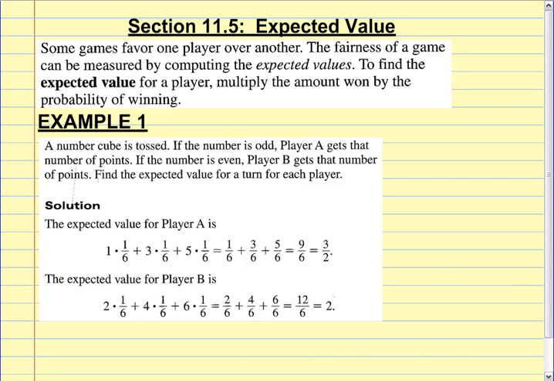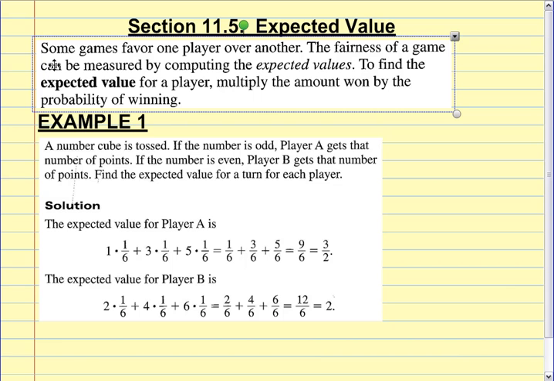Okay, folks, section 11.5 says expected values. The big idea that we want to get today is that sometimes games can be fair or not fair, and expected values help us determine if a game is fair or not. Some games favor one player over another. The fairness of a game can be measured by computing the expected values.